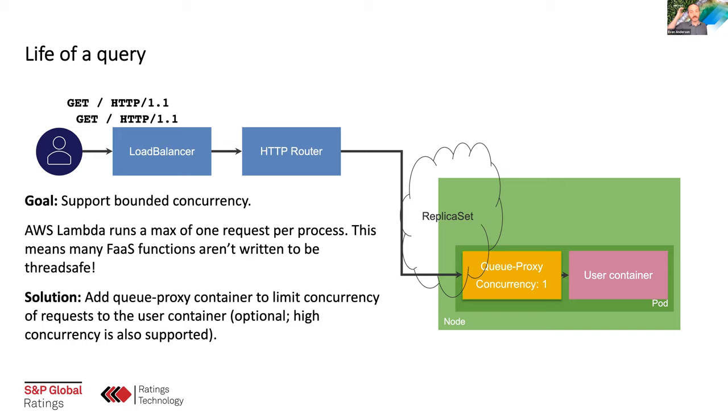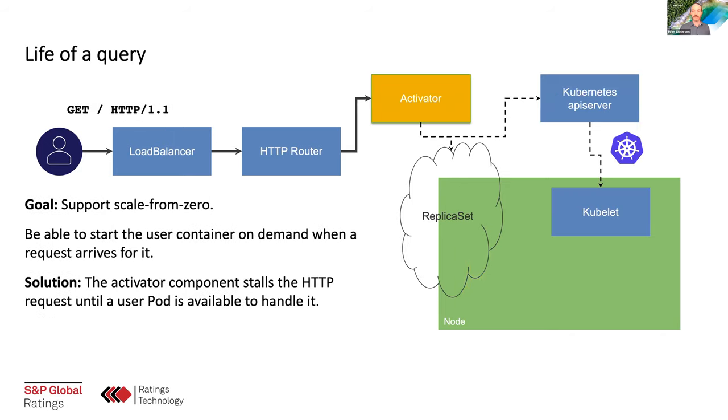So Qproxy also lets us enforce, hey, you may have 50 HTTP routers, but you're only going to get one request per container at a time. You can also crank that up if you want to. You can say 50 or 100, I've written this in Java, it's all reentrant, let it go to 1,000 or keep it at one. The default is to assume it's reentrant, but it's easy to just say one request per container.